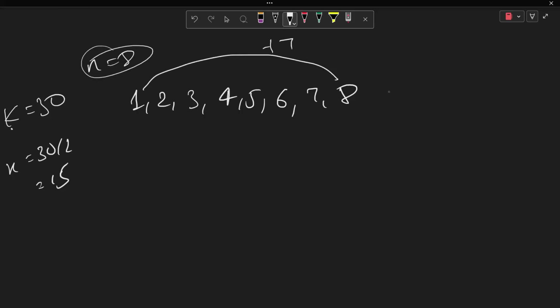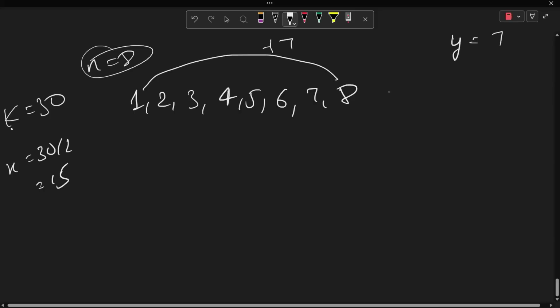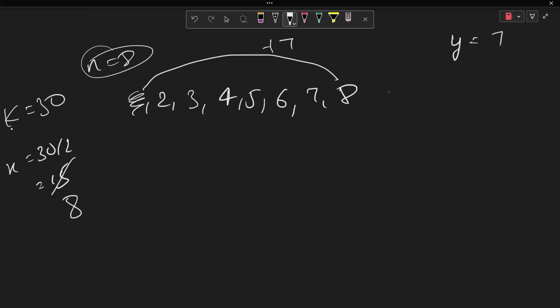So for n equal to 8, current y is 7, n minus 1. So you can reduce this x by 7 and make it 8 by swapping 1 and 8. So you swapped 1 and 8. That's the first thing you did. You made a plus 7.